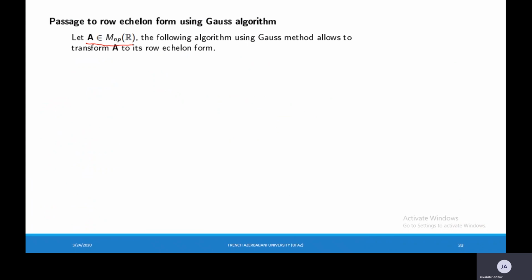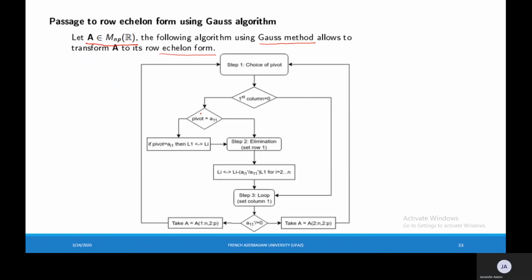Let A be an n times p size matrix. Then the following algorithm, called Gauss algorithm or Gauss method, allows us to transform A to its row echelon form. Suppose that the matrix A is this one: A11, A12, A1p, A21, A22, A2p, An1, An2, Anp.